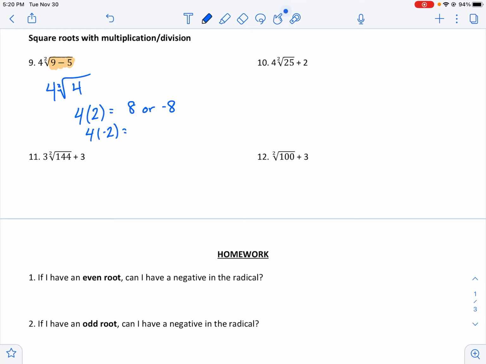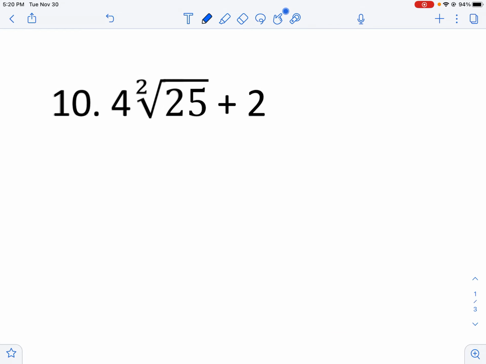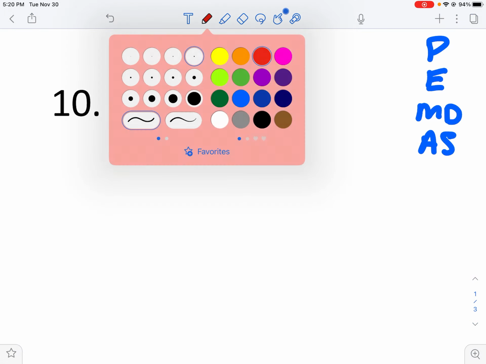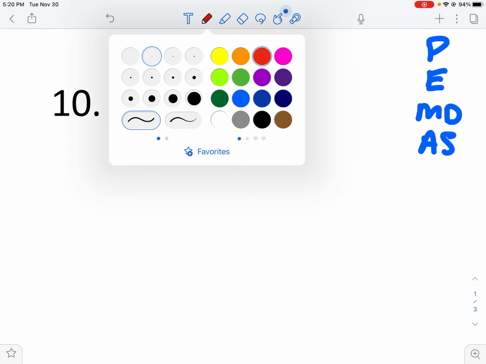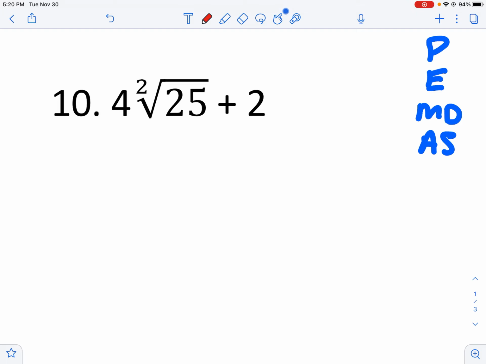But what do I do if I have something out front and I have addition? Well, this is where you would follow your PEMDAS, your order of operations. And I really don't like calling it PEMDAS, but here we are. This is my order of operations. So I need to do my parentheses first, no parentheses, then exponents. Your square roots are going to fall under the exponent category. So I'm going to do that first.